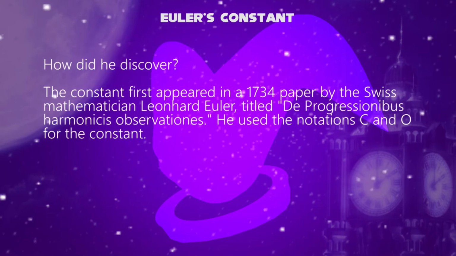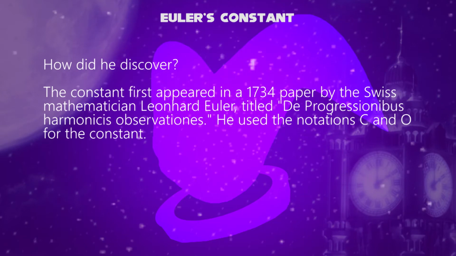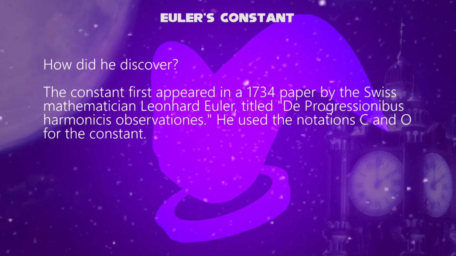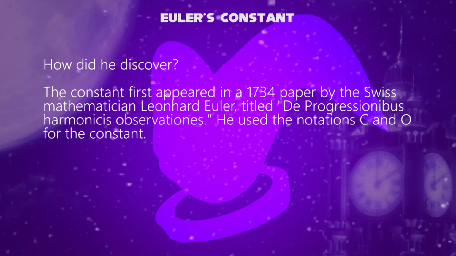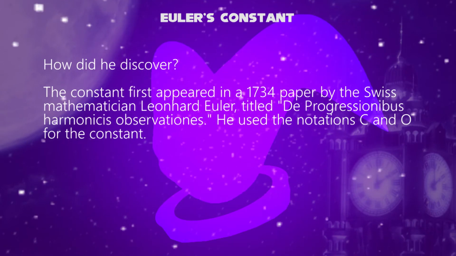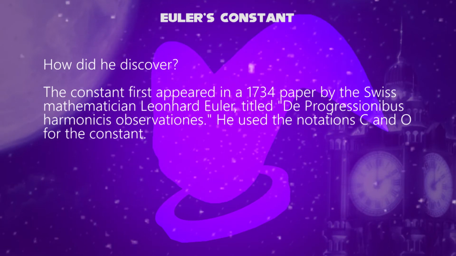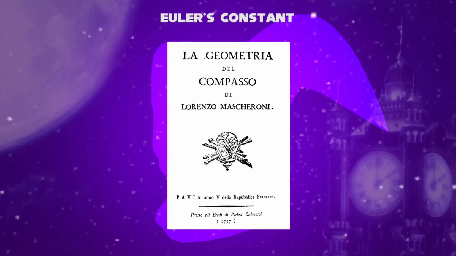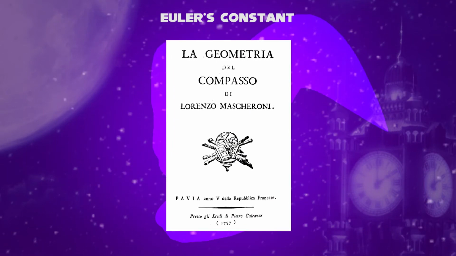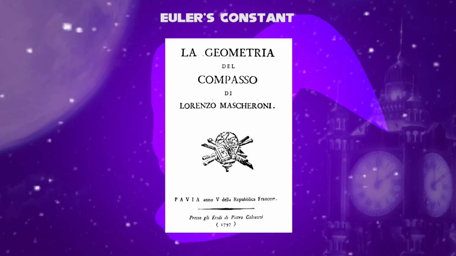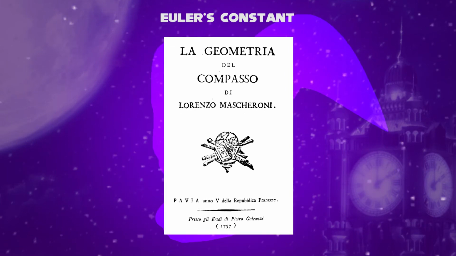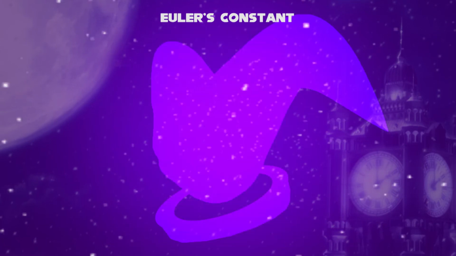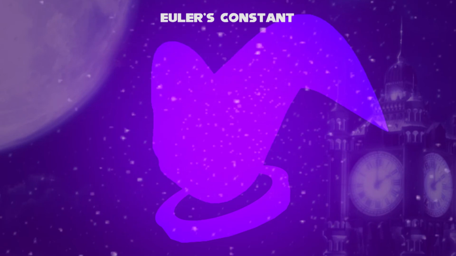How was it discovered? The constant first appeared in a 1734 paper by the Swiss mathematician Leonhard Euler, titled De Progressionibus Harmonicis Observationes. This irrational number has in recent years been evaluated to well over 20 billion places. In 1790, Italian mathematician Lorenzo Mascheroni used the notations A and a for the constant. The notation gamma appears nowhere in the writings of either Euler or Mascheroni, and was chosen at a later time, perhaps because of the constant's connection to the gamma function.